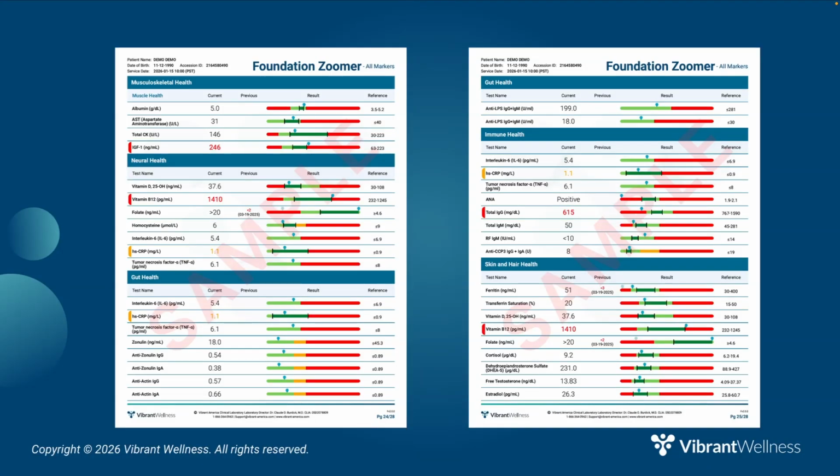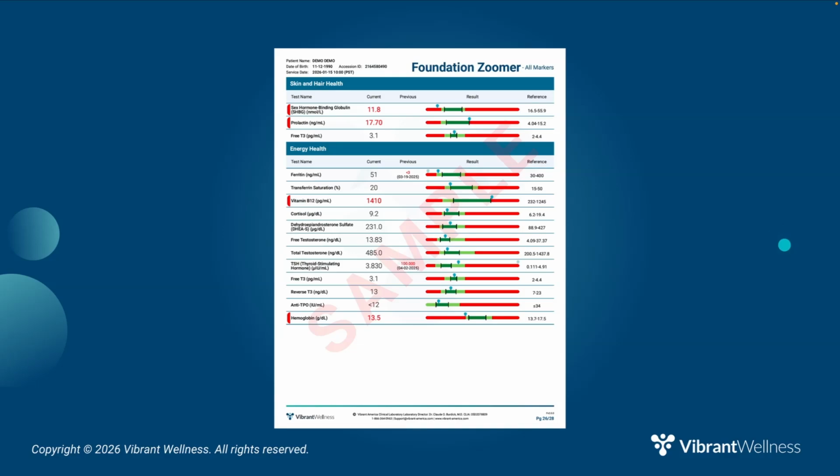Also, skin and hair health markers like DHEAS and free testosterone. And finally, the energy health markers, which include vitamin B12, ferritin, hemoglobin, and transferrin saturation, which provides insight on oxygen delivery to cells, along with hormones like cortisol, DHEAS, TSH, and free T3.